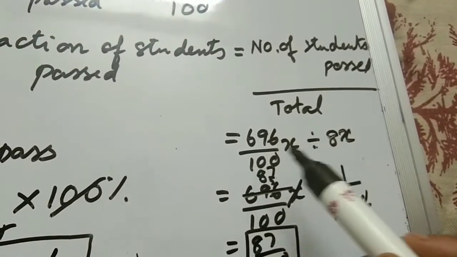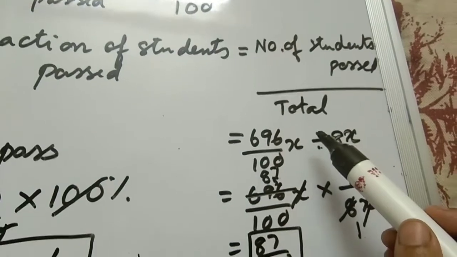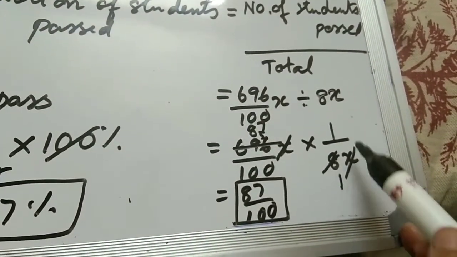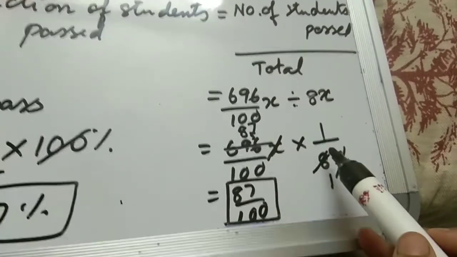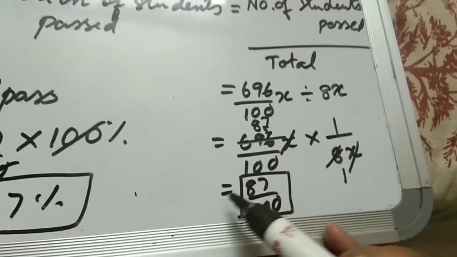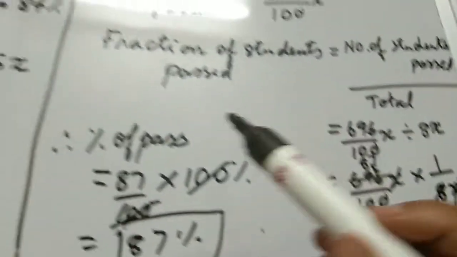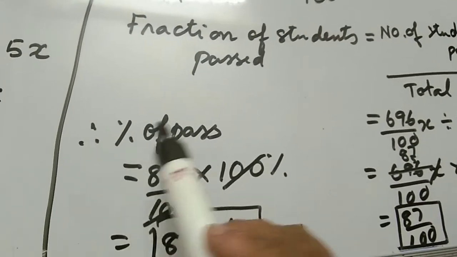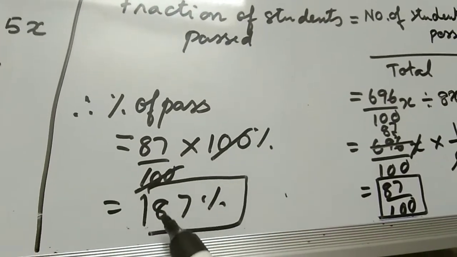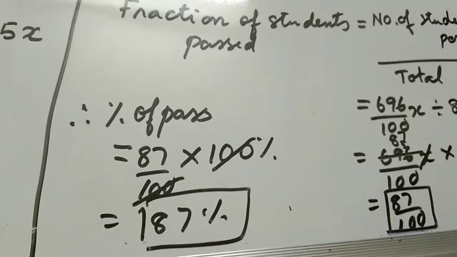So what I have done, I have written it in this format so that we can understand better. So division becomes multiplication. This comes to the denominator. x and x gets cancelled. 8 and 96 also we cancel. We got 87. So that is equal to 87 by 100. Now we find the percentage of pass. So that is 87 by 100 into 100%. We get 87%. Hope you understood.